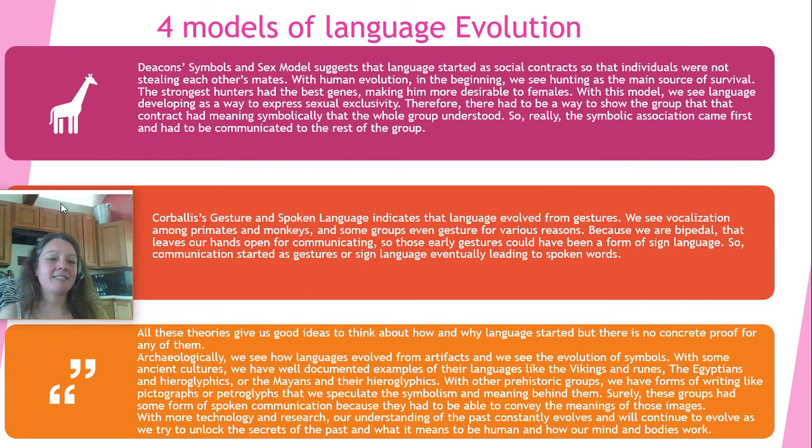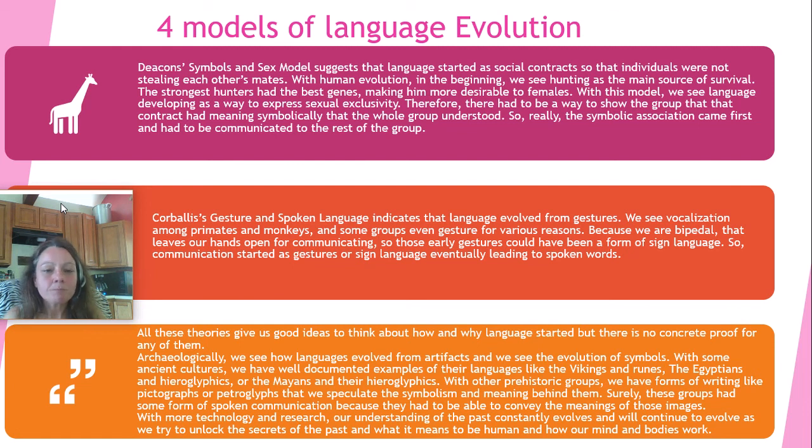Next we have Deacon, symbol, and sex model. And so basically with this one, Deacon's saying that it started as a social contract. It was kind of a way to keep people from stealing mates, right? So we know that, early in human evolution, hunting was a big part of our survival. Typically we say the strongest hunters had the best genes, so they were more desirable to the females.